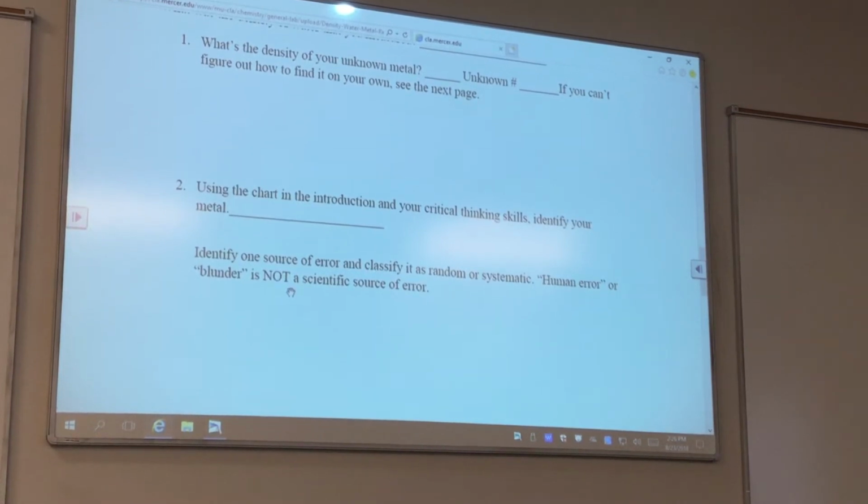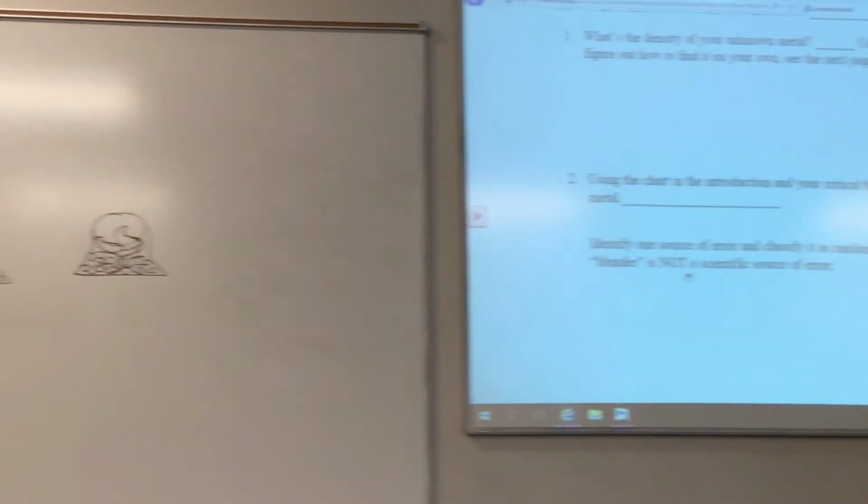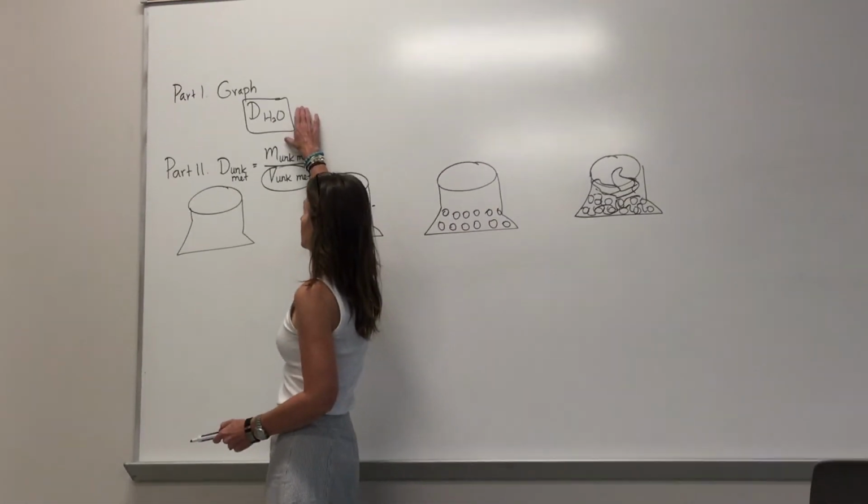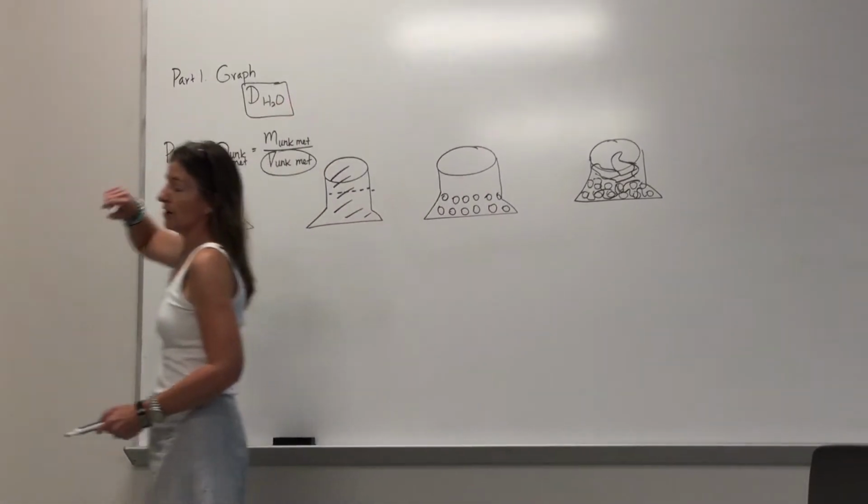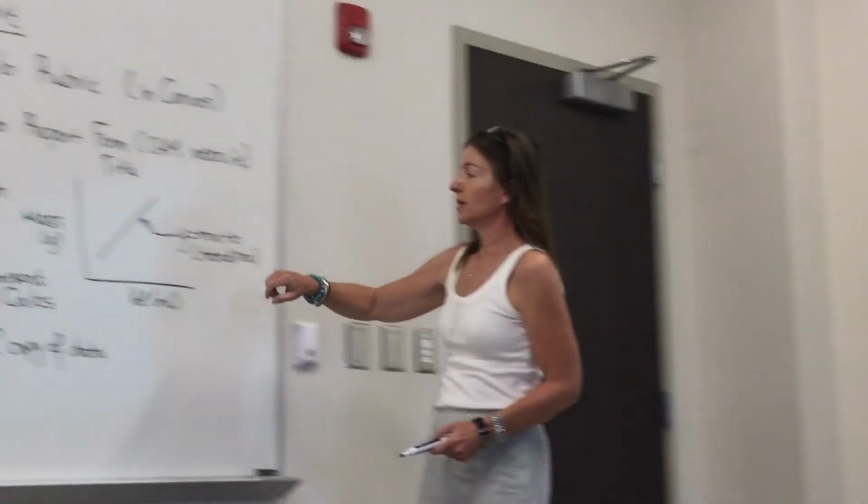All right, so now let's talk about calculations. In part 1, you actually found your graph. And from that information, you could get the density of water. And it should be close to some of your calculations.